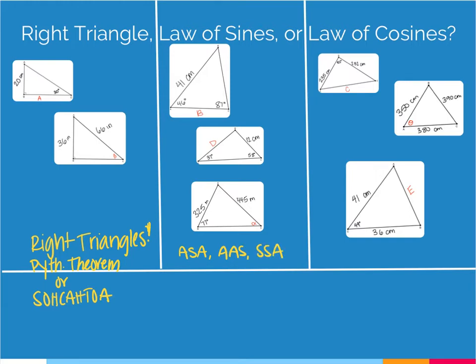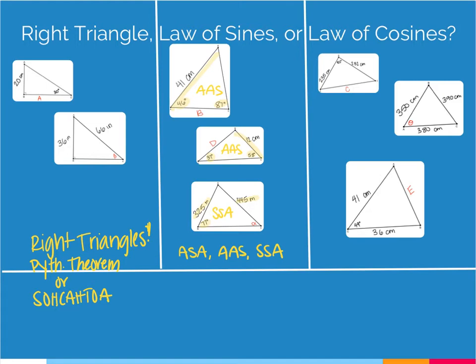As we look at that top one, I can see that we have angle, angle, side. On the middle one, we have angle, angle, side again. And on the last one, we have side, side, angle. That is why those three require the use of the law of sines.